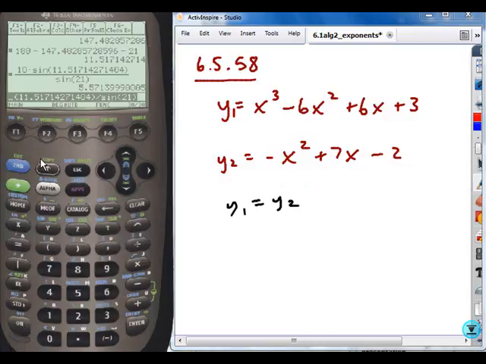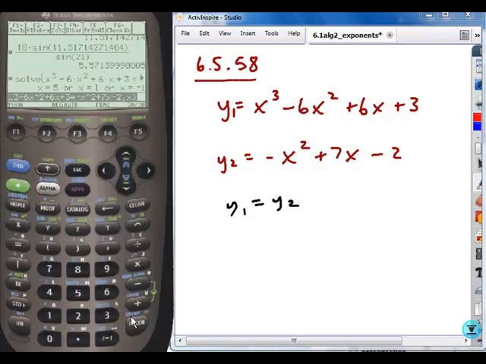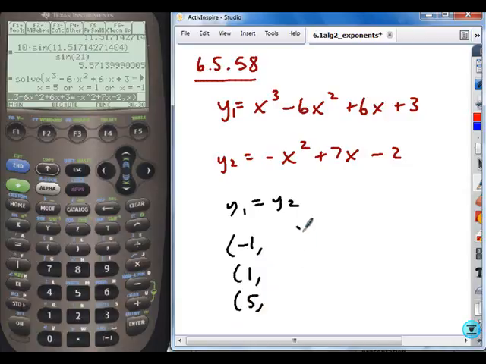So the way I would do this is I would just put solve, type the first equation in, x cubed minus 6x squared plus 6x plus 3, set that equal to negative x squared plus 7x minus 2. Tell it you want to solve for x. Hit enter. It'll tell you what your values are. So you're looking for an x value at 5, 1, and negative 1. So you have negative 1, 1, and 5.